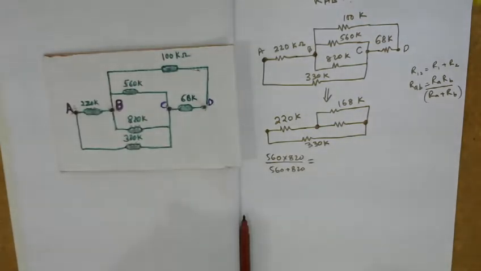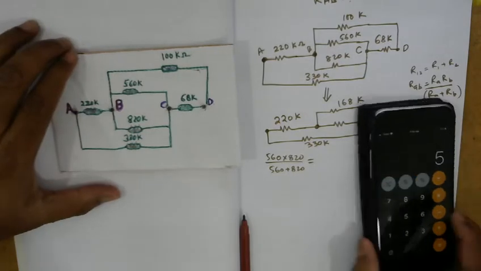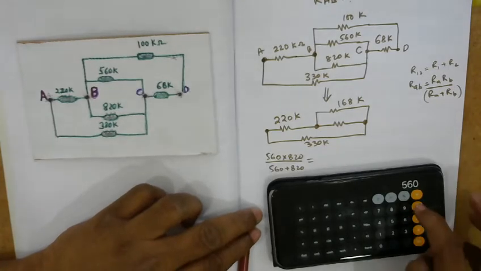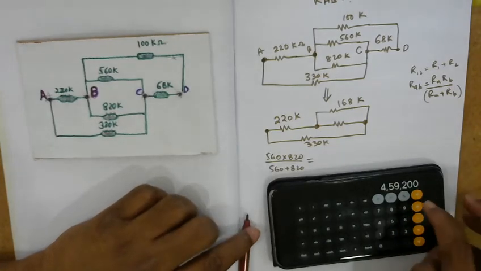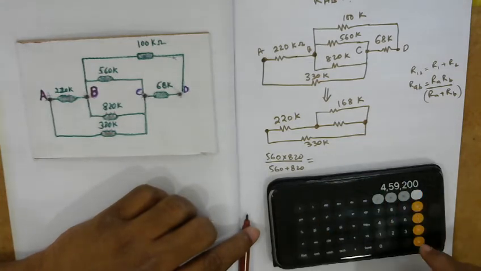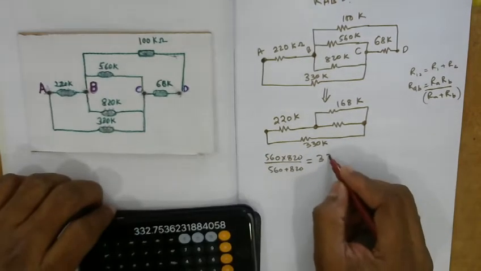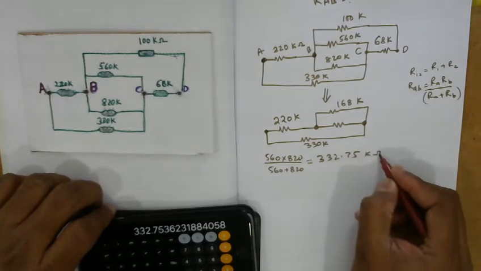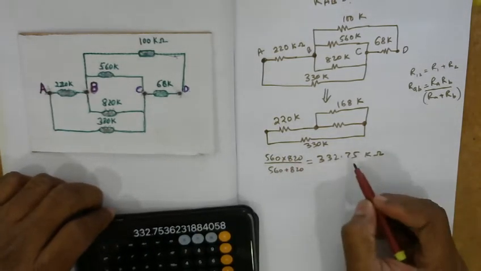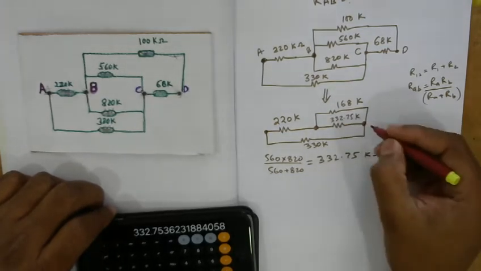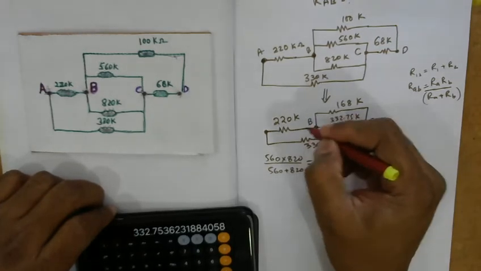So I have 560, let me go into the scientific calculator mode. So I have 560 multiplied by 820 and divided by, I'll open the brackets, 560 plus 820. So I'm getting 332.75. Okay, so let's write that: 332.75 kilo ohms. Because the numerator values are all in kilos, the answer I'll also get in kilos. So again, be careful with that. 332.75 kilo ohms. Now this point is C and this point is B and this point is A.